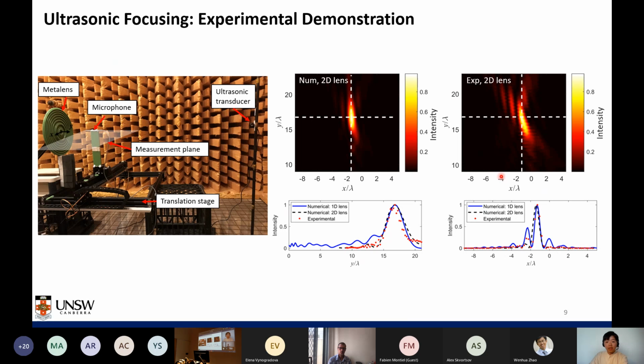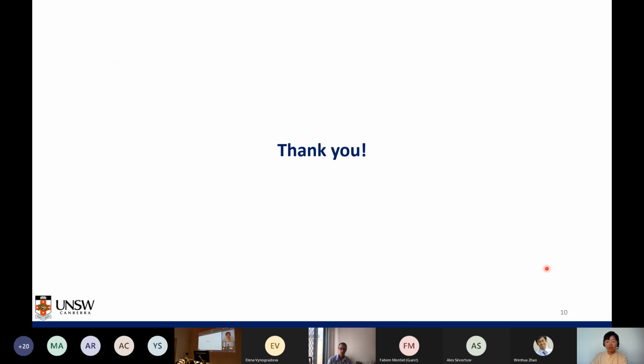So significant intensity enhancement at the focal spot can be observed from the experiment, which is nearly 22.9 times the incident one, and the profiles of the normalized intensity on the focal plane are shown by the bottom figures. It shows that our experimental results are in good agreement with the numerical prediction as indicated by the black dashed line. So to conclude, in this study, we introduced a new acoustic metagrating to perform high-efficiency beam steering.